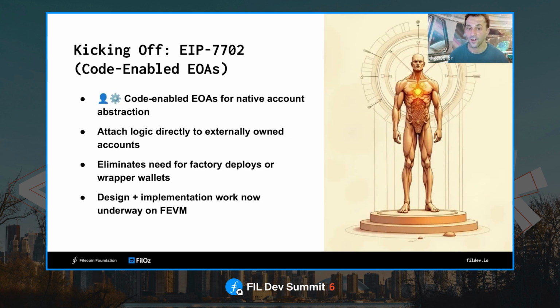Now let's talk about account abstraction taken up a notch. EIP 7702 would allow attaching code to normal user accounts. In simple terms, your regular wallet address could have built-in logic, like a mini smart contract, without needing a separate contract deployed. This could let you do things like social recovery or multisig right in your wallet account. We're already working on supporting this on FEVM.